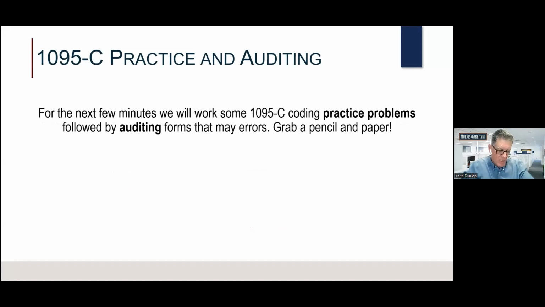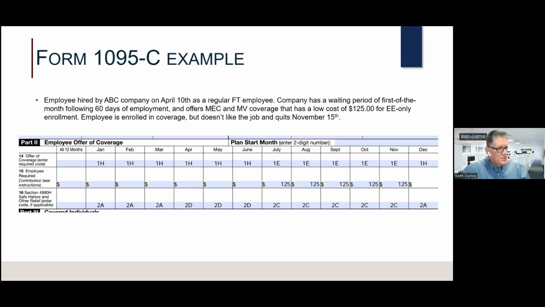So for the rest of our time together, and I think we're doing pretty good here, I want to go through some actual 1095-C coding examples so you can see what a proper 1095-C looks like and what an improper 1095-C would look like when you're auditing your forms. So here's an example of a valid form. Here's an employee. I think this actually mimics the one that I showed earlier this morning. So here's an employee who was hired sometime in April, full-time.